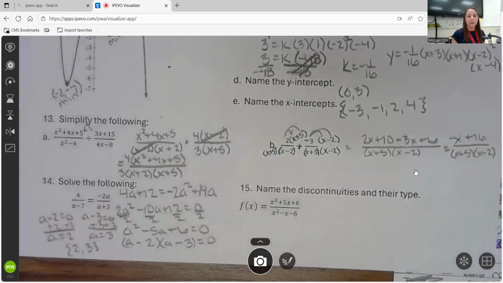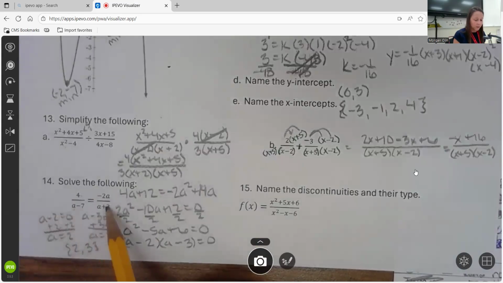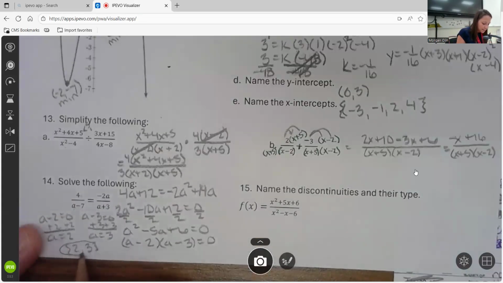Here's the only thing. Make sure these numbers right here don't make any of the denominators equal to 0. If I plug 2 in here, 2 minus 7 doesn't make 0, and 2 plus 3 doesn't make 0. Same thing here, 3 minus 7, I'm good. 3 plus 3, I'm good. It doesn't make 0. If it did, that's where we would have extraneous solutions. Extraneous solutions are the only issue with graphing it. You wouldn't really be able to see it.